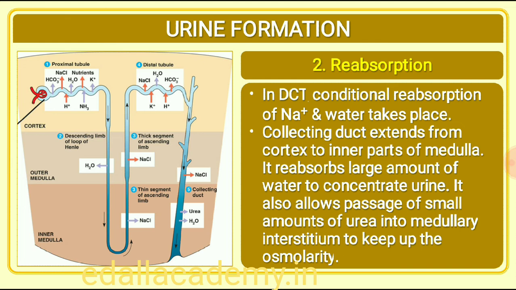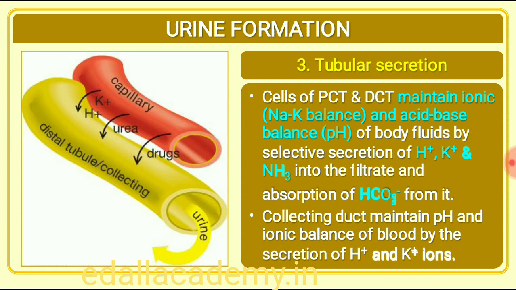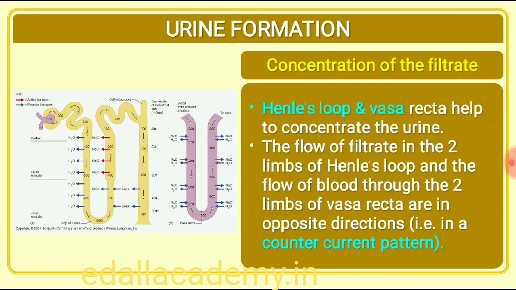Collecting duct. This long duct extends from the cortex of the kidney to the inner parts of the medulla. Large amounts of water could be reabsorbed from this region to produce a concentrated urine. This segment allows passage of small amounts of urea into the medullary interstitium to keep up the osmolarity. It also plays a role in the maintenance of pH and ionic balance of blood by the selective secretion of H+ and K+ ions. 19.4 Mechanism of concentration of the filtrate.